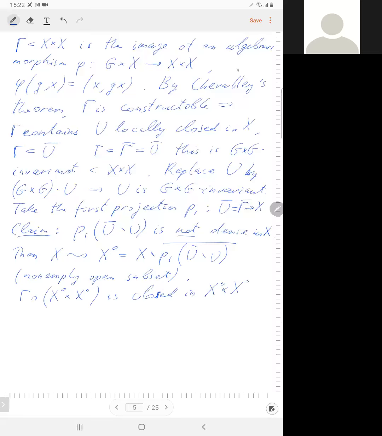We only have to prove this claim that the projection of the boundary is not dense. And this is done just by comparing dimensions. So what can we say?